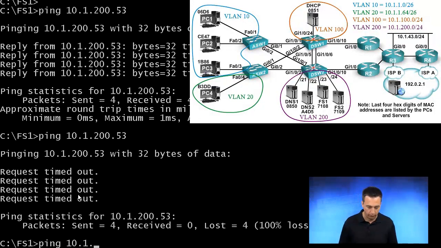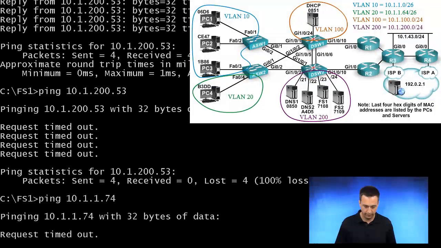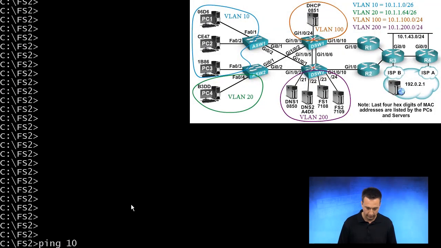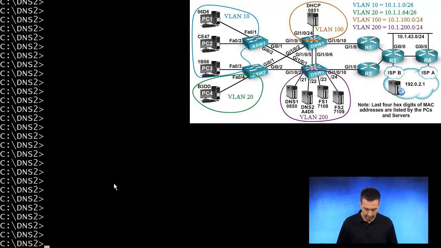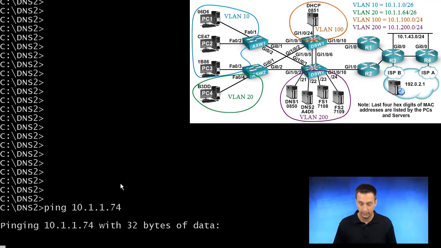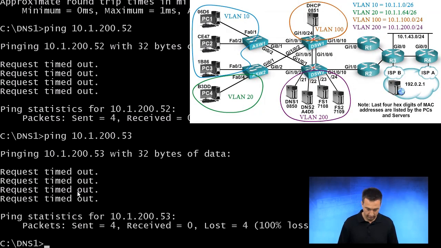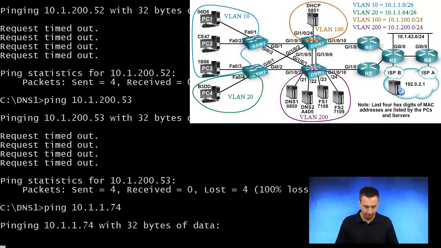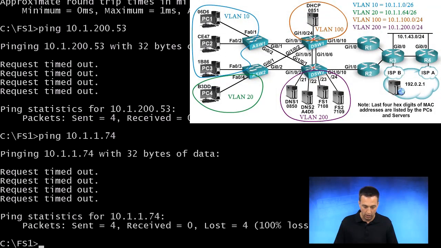So PC4 is 10.1.1.74. So that fails for file server 1. Let's go to file server 2. Ping 10.1.1.74. That fails for file server 2. Let's ping 10.1.1.74. That fails for DNS2. And lastly, we'll do a ping for 10.1.1.74, and that fails for DNS1. All right, so it's failing for all of them.